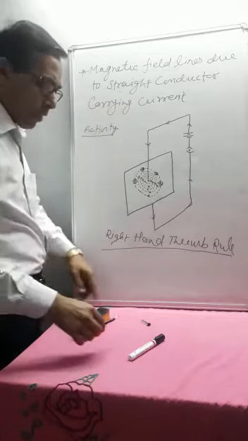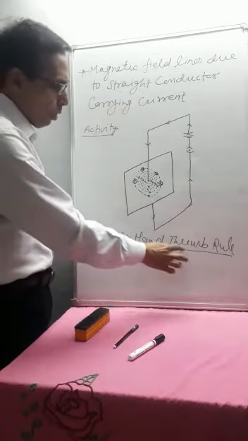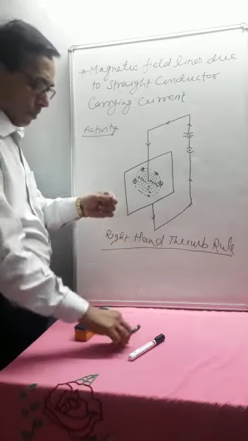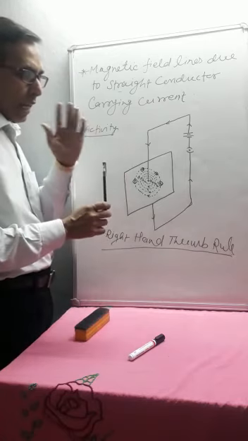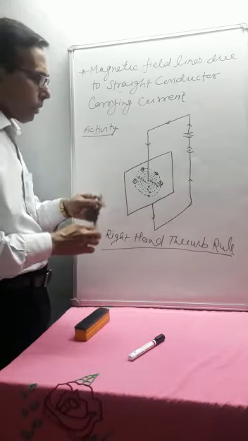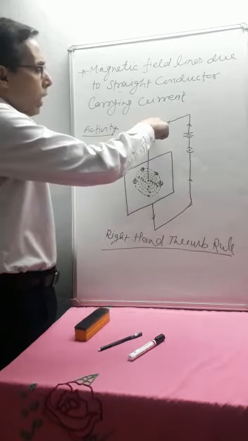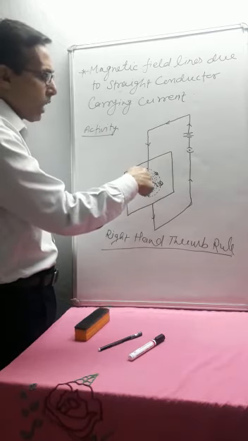So what do you conclude from this right hand thumb rule? If the direction of current is in upward direction, then the direction of magnetic field lines is in anti-clockwise direction. In this figure, in this activity, the direction of current is in downward direction. So what is the direction of magnetic field lines?